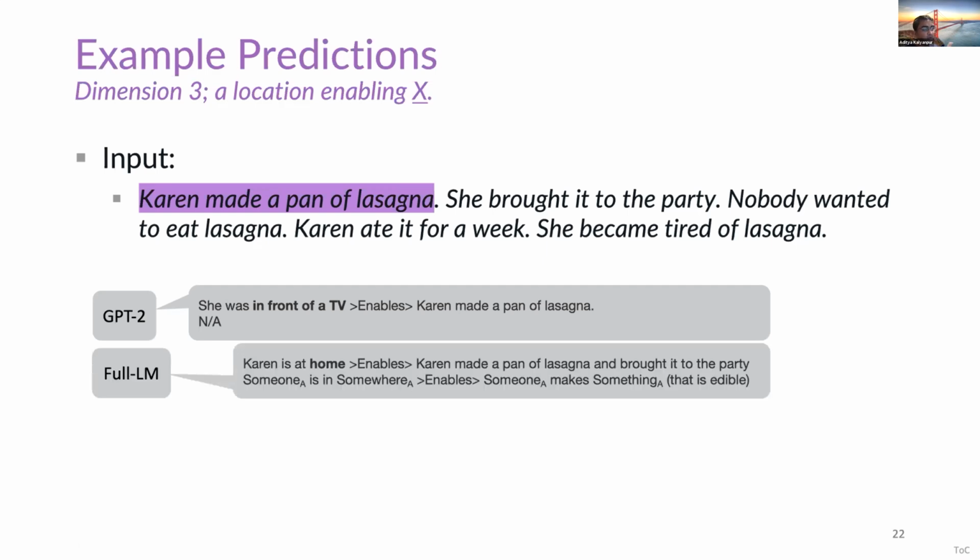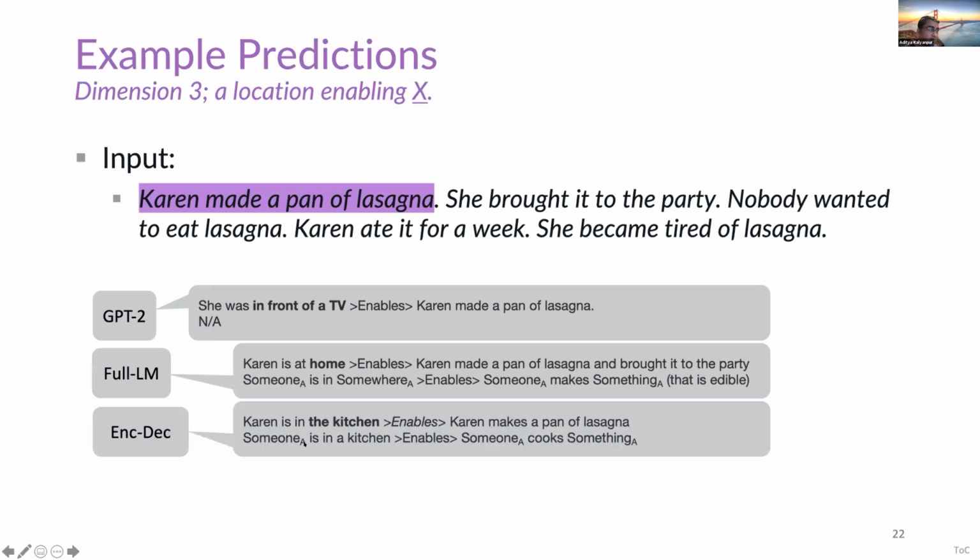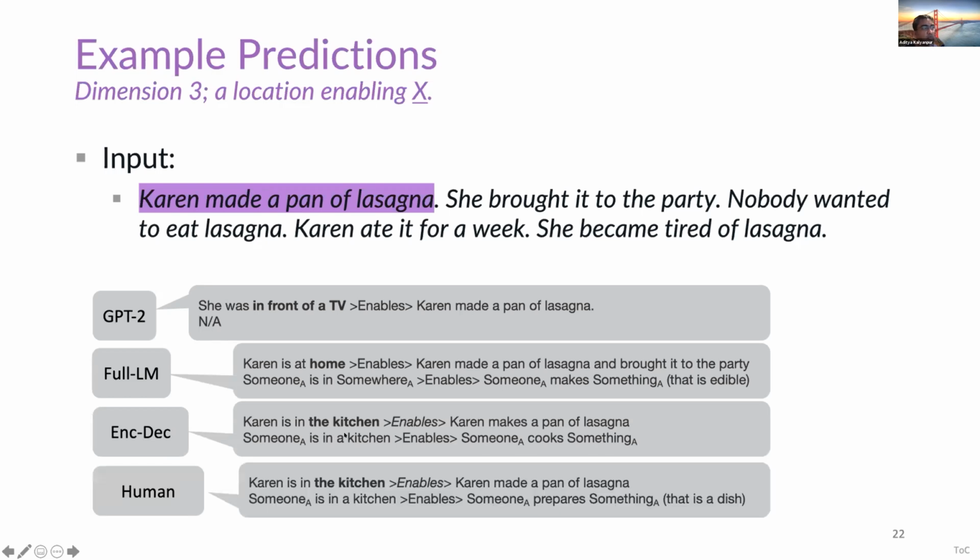The language model, the full LM, which is basically GPT-2 trained on the glucose data, did much better. So Karen is at home, enables her to make a pan of lasagna. The encoder decoder really got the right one in this case. She's in the kitchen, and that's what the human said as well, right? That's what enables you to make food, being in the kitchen. That's the location that enables this.